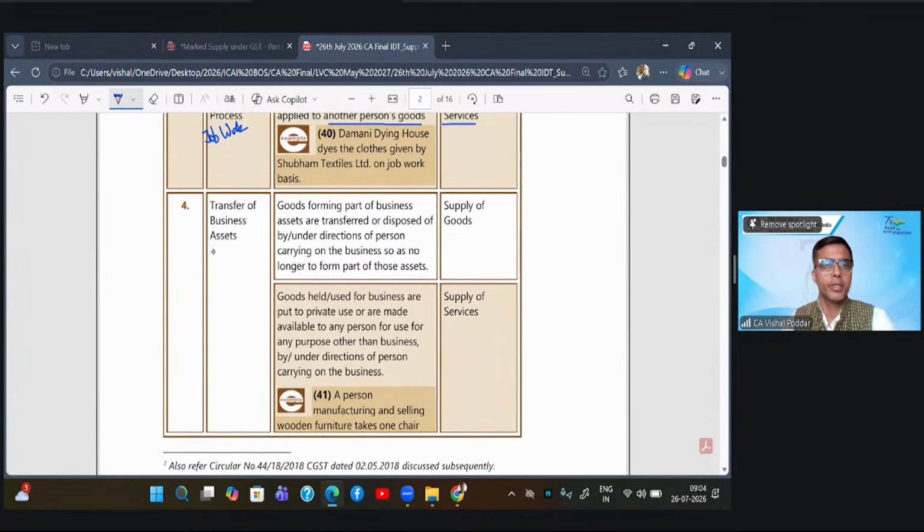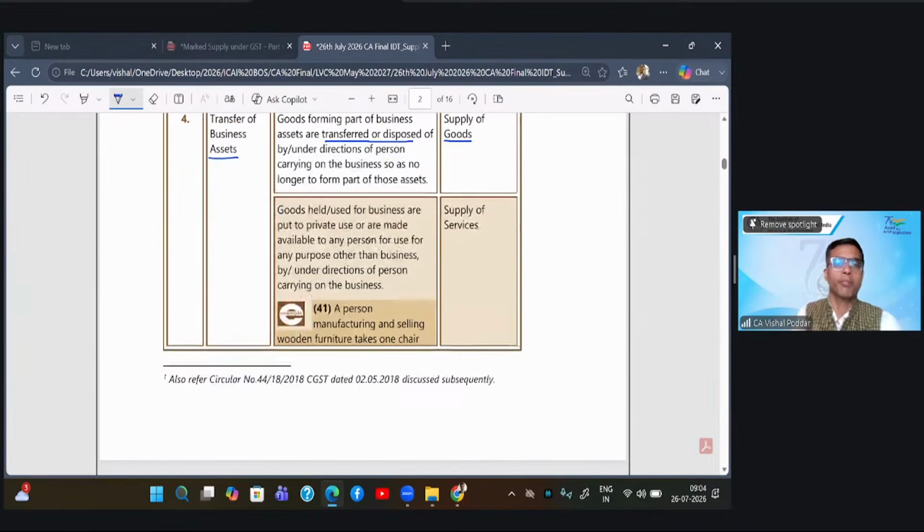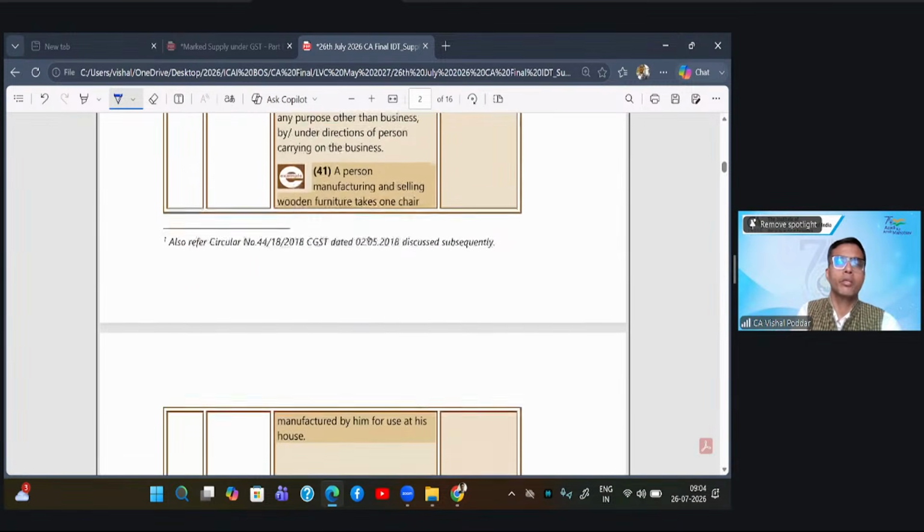Now we come to business assets. Again, where you permanently transfer or dispose of the business assets. That is, you have given the complete title in your business asset, it is supply of goods. But again, where you are only giving it for some use or you are making it available, but you have not permanently given away the title in the goods, it is service. See the difference.